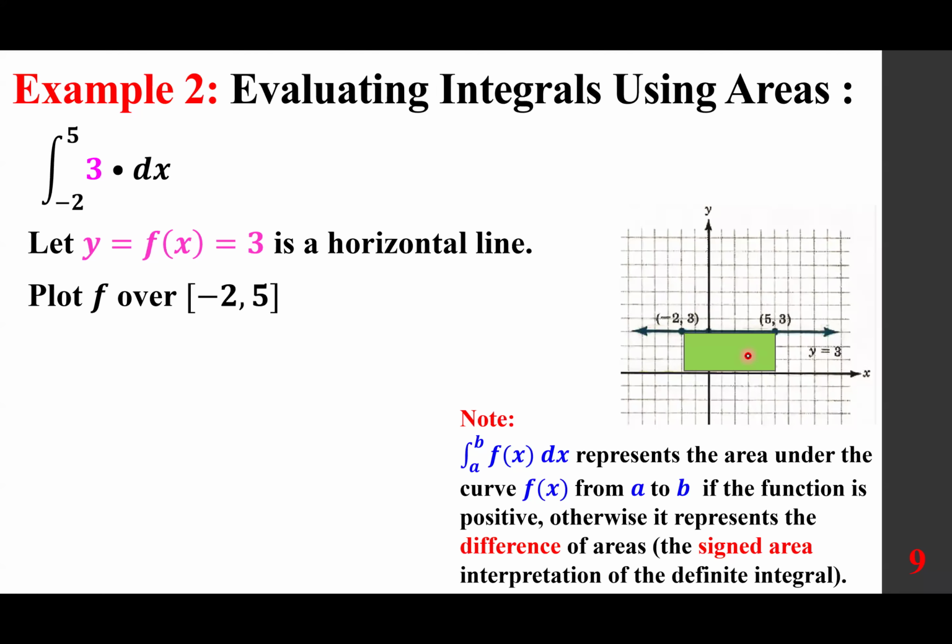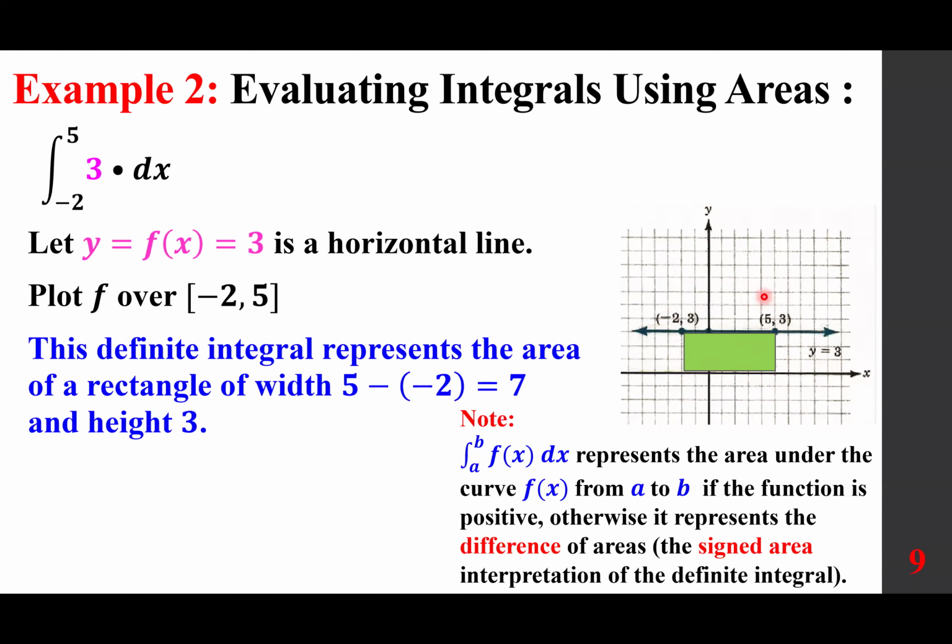So the area of a rectangle is the width, or you can say the length, times the height, and the height is fixed at y equals 3. So this height is 3. What is the width? From -2 to +5 is 5 minus -2. In other words, this definite integral represents the area of a rectangle of width 5 minus -2 or 7, height 3. So this integral is the product of 7 and 3, or 21.